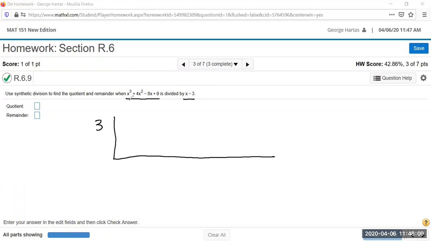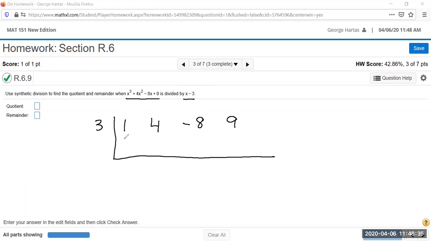Take the coefficients of each term and put them down the way they are up top. So we have 1, 4, negative 8, and 9. Leave room at the bottom because we're going to put something in here in a minute. Okay, so that is the setup.